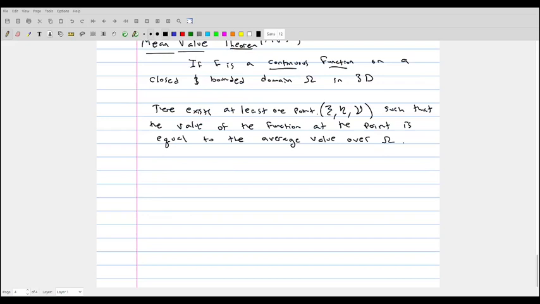So at some point xi eta nu, where x is xi, y is eta, and z is nu, the value of the function at that point is equal to the average value of the function, or the triple integral of f over the volume.